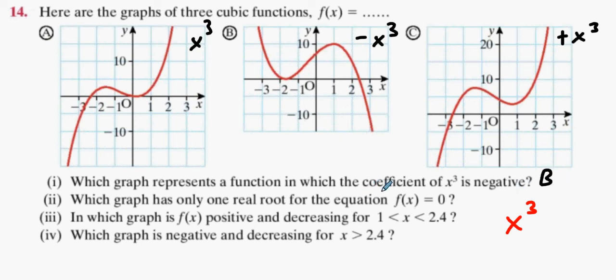B. Which graph has only one real root? Means it only crosses the x-axis at one point. C.